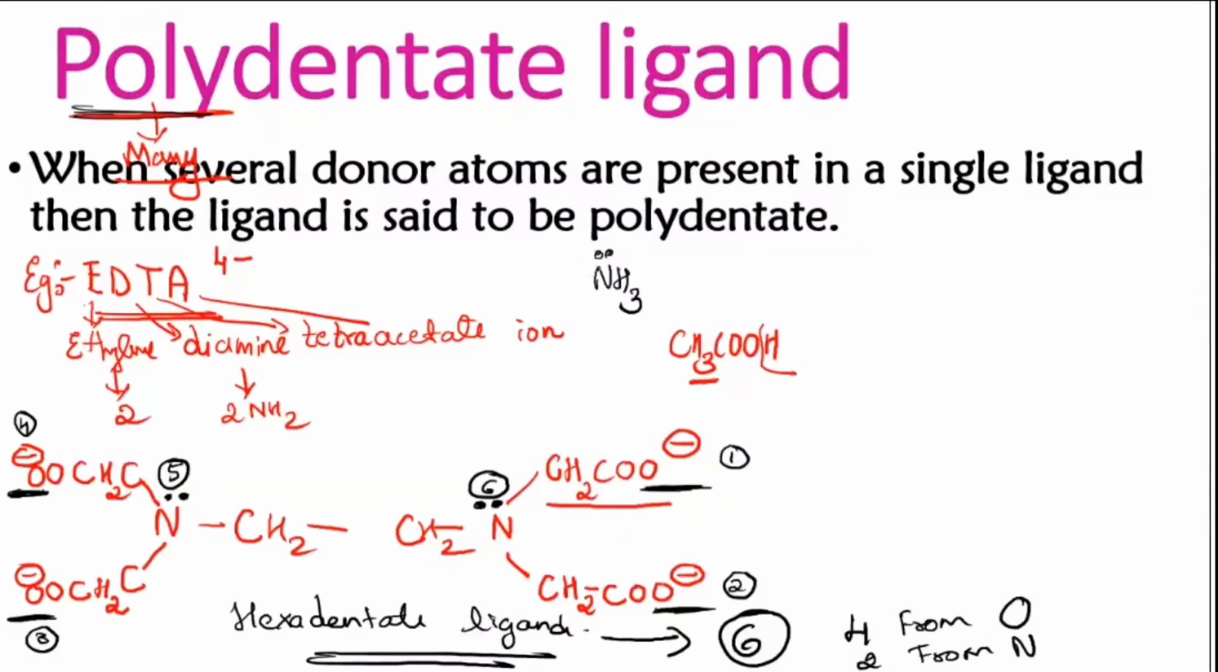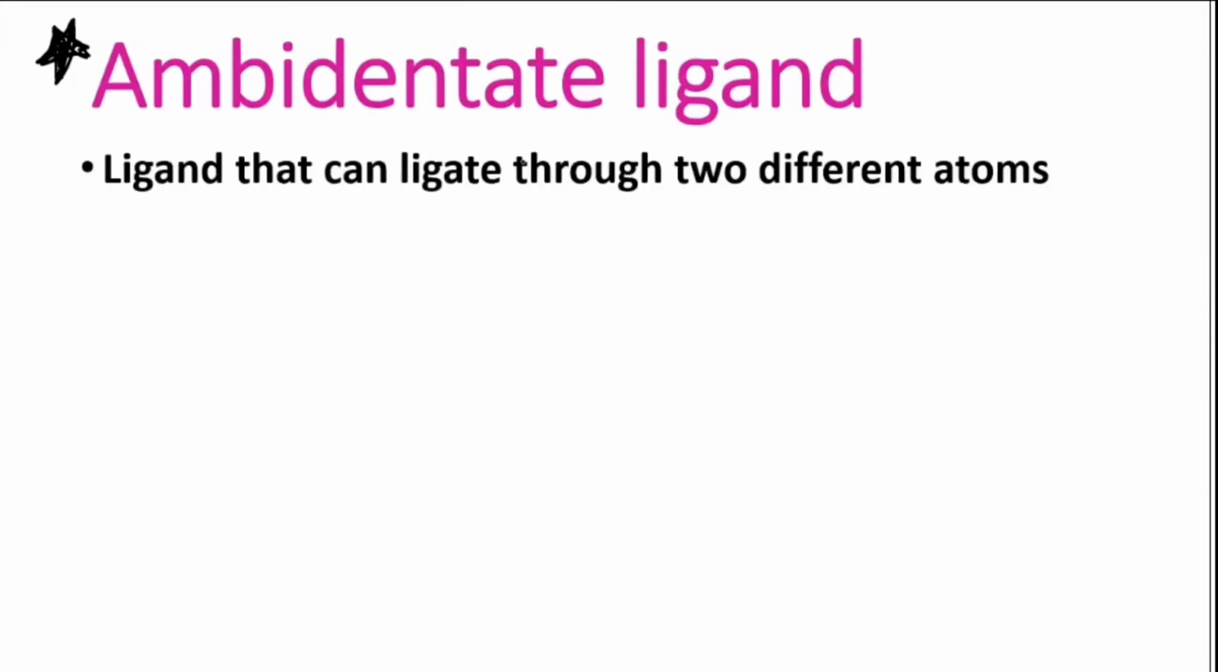Okay, next is an important kind of ligand, the ambidentate ligand. This will be an important topic because they have asked it many times in your exam. Ambidentate ligands are those kinds of ligands which have 2 ligating sites. They can ligate through 2 different atoms, but at a time, students, they will be donating from only one side. 2 sites are there for donation, but at one time only one donor atom will be used for donation.